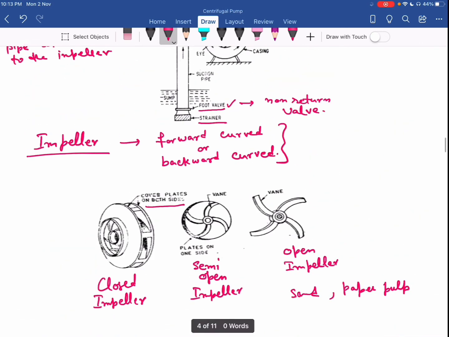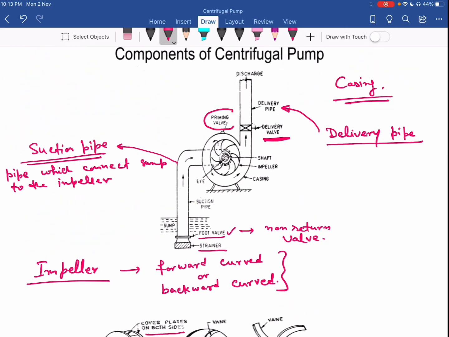To do priming, we provide one valve in the centrifugal pump, that is called the priming valve. When the priming is completed and the motor is started, the delivery valve is closed so that the required starting torque is reduced. Now, if the delivery valve is opened and the speed of the impeller is sufficient, the water will start pouring out on the delivery side. So this is how my centrifugal pump starts. Before starting the centrifugal pump, we have to do priming.